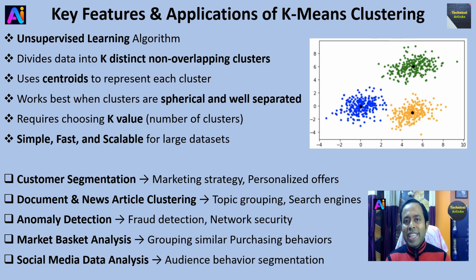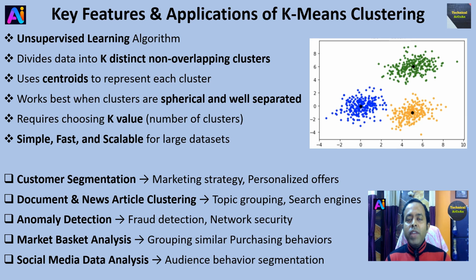In our program we take k equal to 5, right? Means 5 clusters. Simple, fast and scalable for large data sets, right? And what are the applications of k-means clustering? Customer segmentation like marketing strategies, personalized offers, document and news article clustering like topic grouping, search engines, okay? Anomaly detection like fraud detection, network security, market basket analysis like grouping similar purchasing behaviors, social media data analysis like audience behavior segmentation.